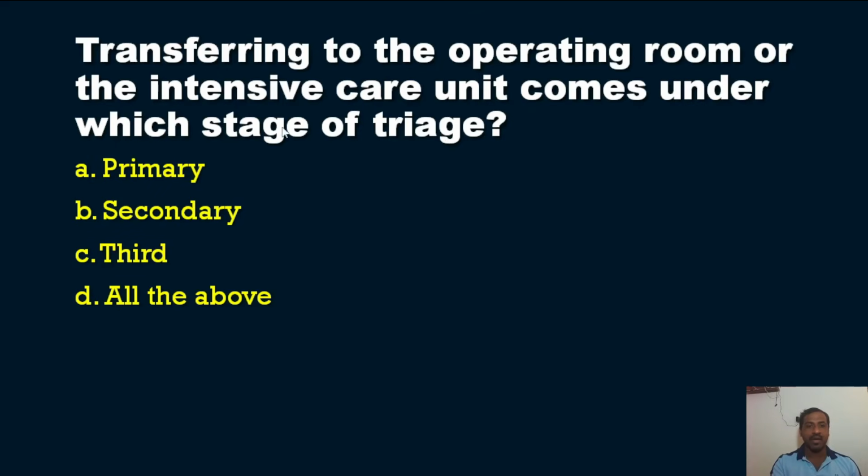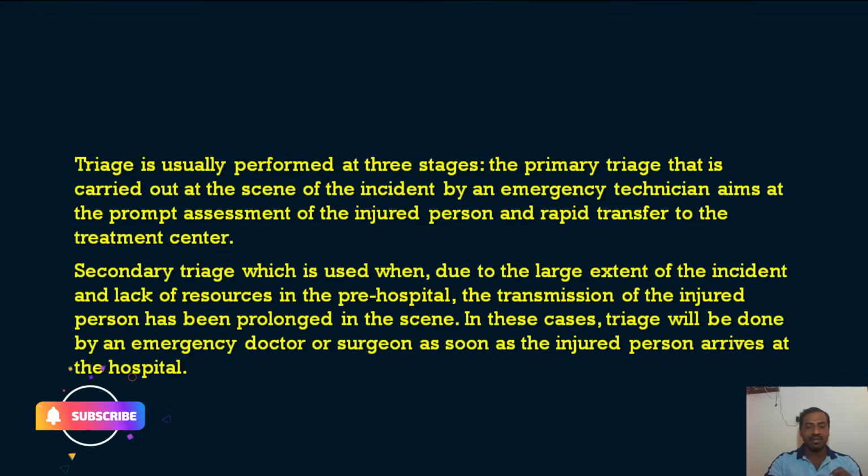Your options are: the first one is the primary stage, the second one is the secondary stage, the third one is the third stage, and the final one is all the options mentioned above. Which is the stage in which the patient is transferred to the intensive care unit or the operating room? So what is the answer? The answer is the third stage of triage. We will see the stages of triage in brief.